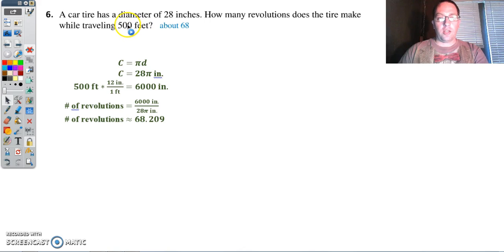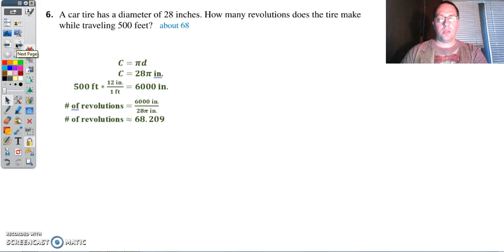Now this is in inches, and our distance is in feet. So we either need to change our inches to feet or our feet to inches. I don't really want to divide my pi inches by 12 because it's not going to come out very well. So instead, I'm going to take my feet, multiply them by 12, and now I've got 6,000 inches. All right. Then, if that's how many inches I need, and this is how many inches one revolution will go, I can take total inches divided by one revolution, and that gives me 68.209 revolutions. So about 68 revolutions.